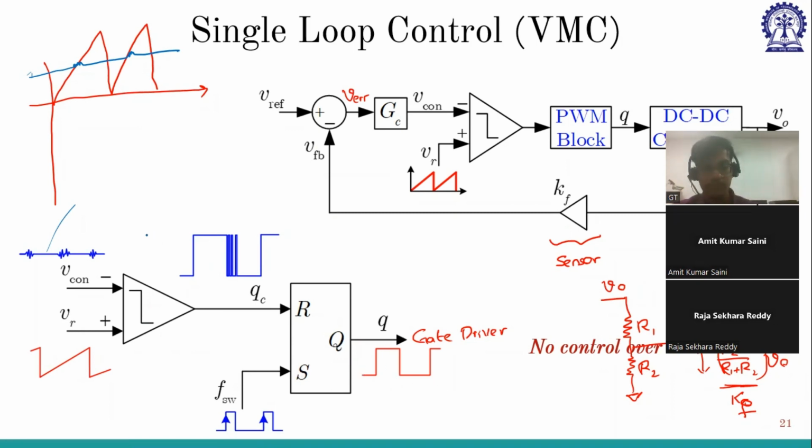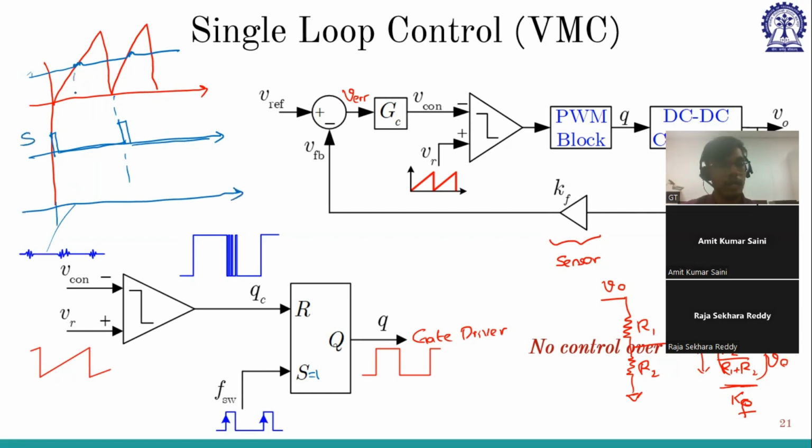Why? Because this is an SR latch. Whatever switching frequency we are considering, this is the switching frequency pulse. Again, this is a fixed frequency control technique. So whenever the FSW rising edge is seen, S will be 1. This is the set pulse, and here we have this reset pulse. VRamp is lesser than VCon, so it will be 0.